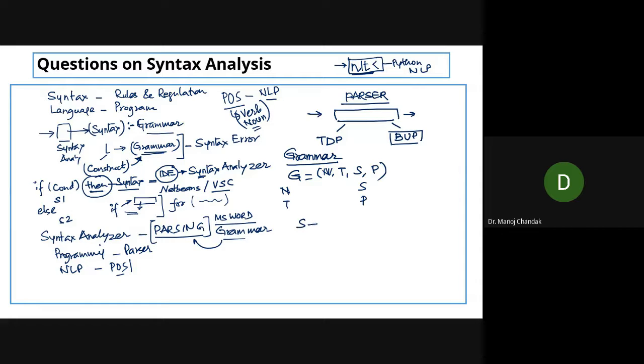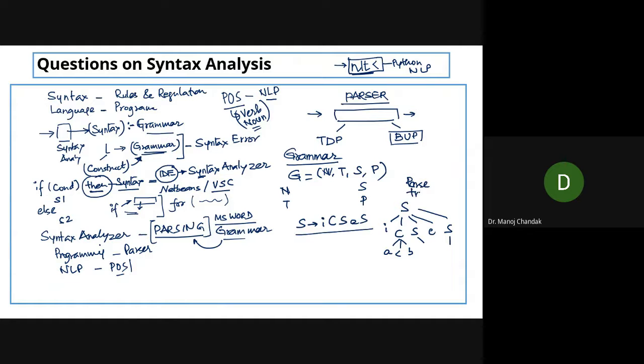So suppose I write S tends to iCSeS. It means that it is a production rule where the symbol S can be expanded as i, C, S, e, and S. This is just a simple production rule: if condition statement else statement. And now you can expand condition to some relational operator, A less than B, and some statement and some statement. So this is called a parse tree.